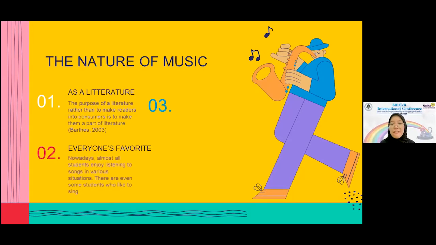And then, as I said, everyone's music is everyone's favorite. And nowadays, almost all students enjoy listening to songs in various situations: in the good condition, in the sad condition, bad condition, if they're happy, if they're sad. It represents the students' feelings as well. And then there are even some students who like to sing. Me too, I love singing.